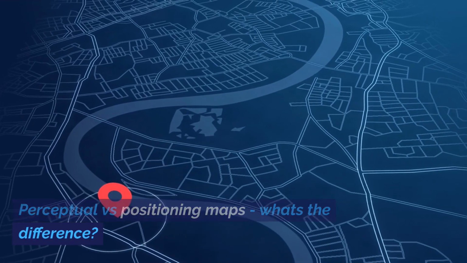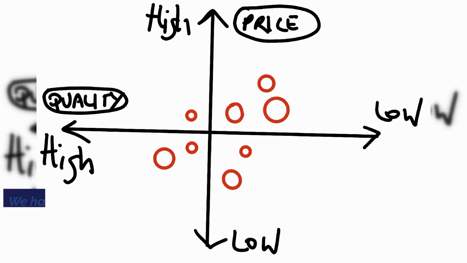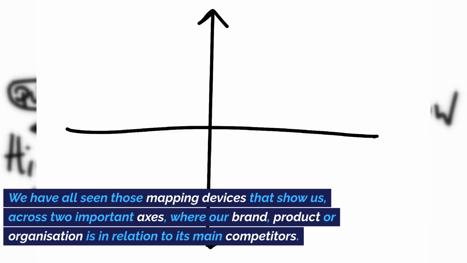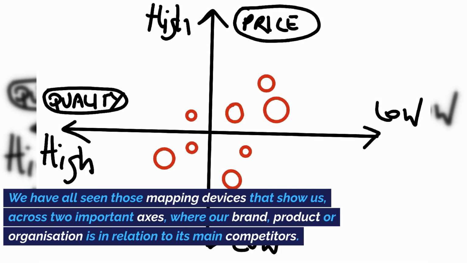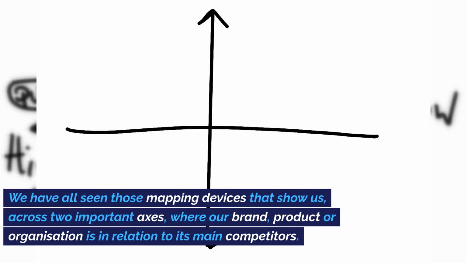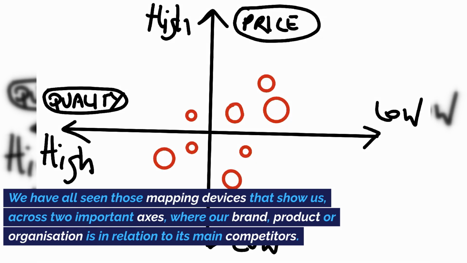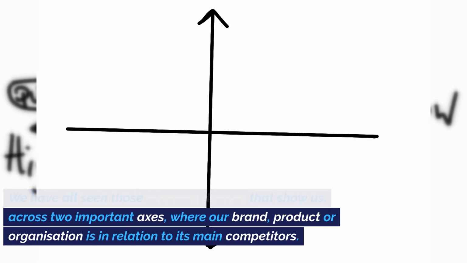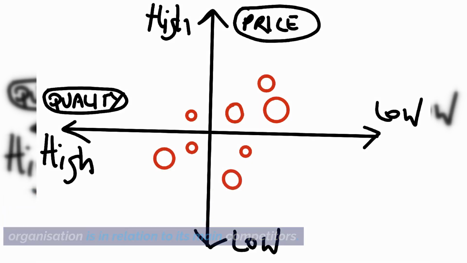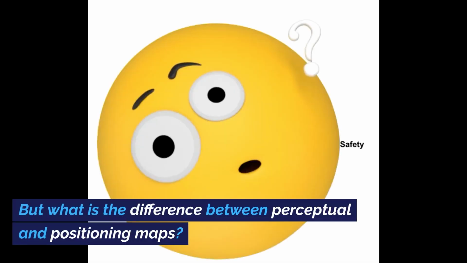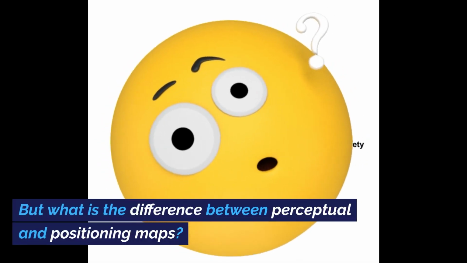Perceptual versus positioning maps. What's the difference? We have all seen those mapping devices that show us across two important axes where our brand, product, or organization is in relation to its main competitors. But what is the difference between perceptual and positioning maps?